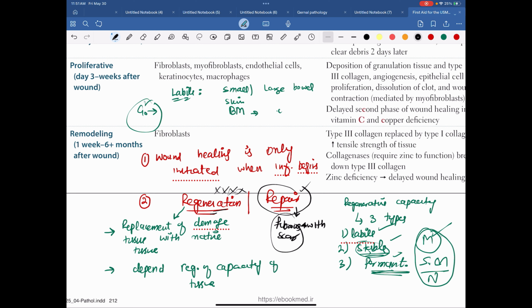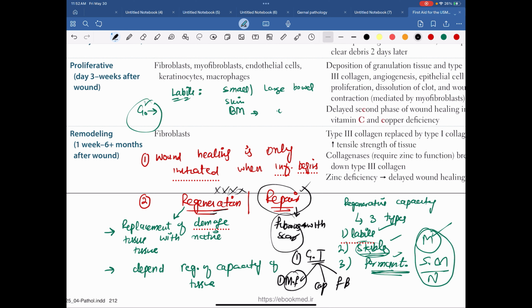Then you have to remember this: whenever there is a repair, there is always formation of granulation tissue in the initial phase of repair. This is very important. Whenever a tissue is undergoing repair, the first step will be formation of granulation tissue. If they ask what granulation tissue is, it consists of fibroblasts, the deposition of type 3 collagen, capillaries, and myofibroblasts. If they ask how many components granulation tissue is composed of: 3 components. One is myofibroblasts, the second is capillaries, and the third is fibroblasts.